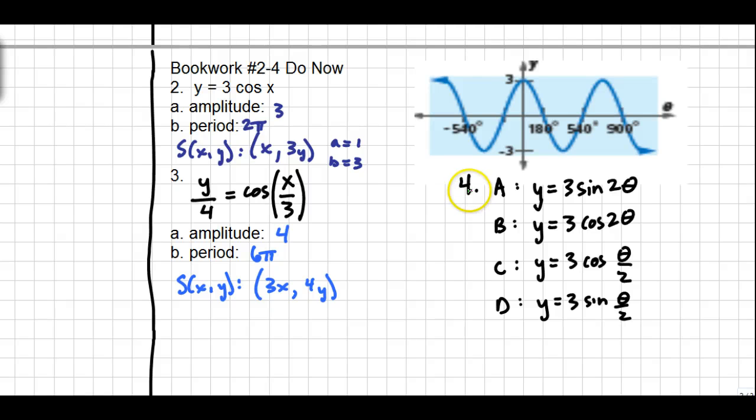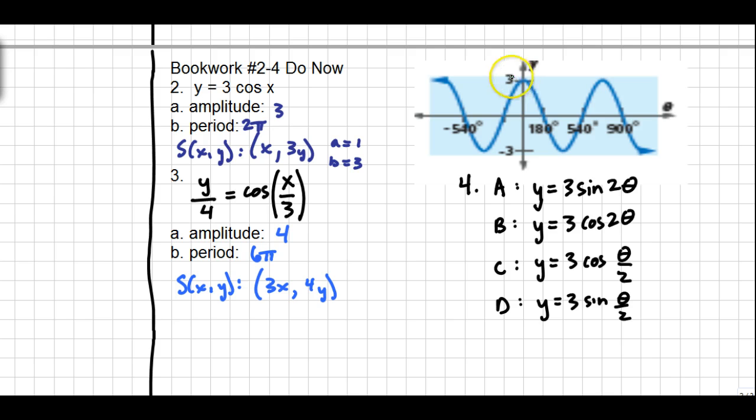Let's go over here to question number 4. This time they give us a picture of a scale-changed graph, and we're going to need to determine if it's sine or cosine. And then if we're dealing with a 3 and a 2 and where those numbers are going to go. So this is a really good illustration of how the amplitude is affected.